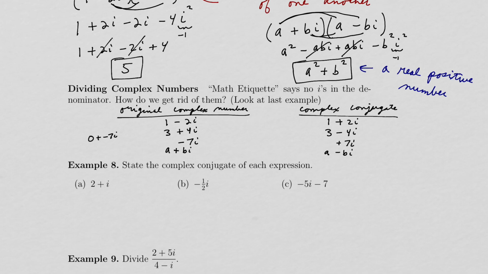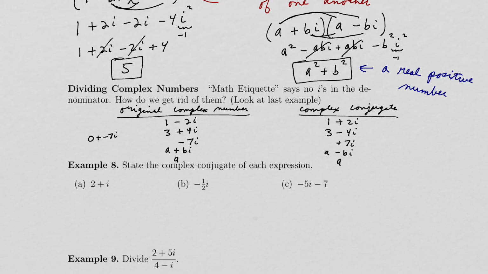And I guess this is also true: what if the b is 0? What if you just have a real number? What is the complex conjugate? It's the same real number, because there is no imaginary part, so there's nothing to change the sign on. So if my original number was 3, my complex conjugate would also be 3.